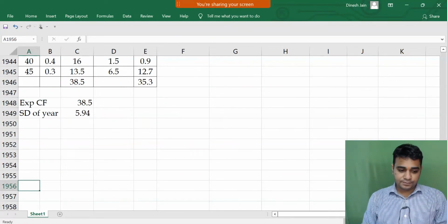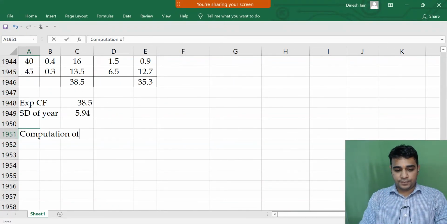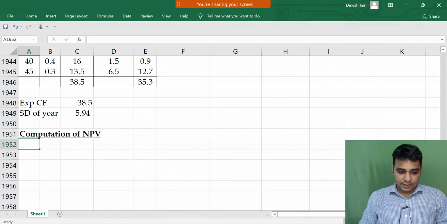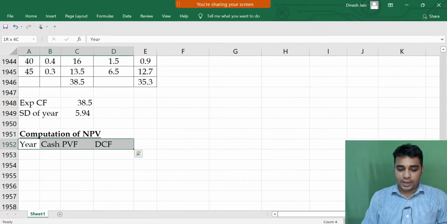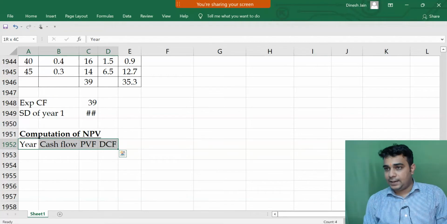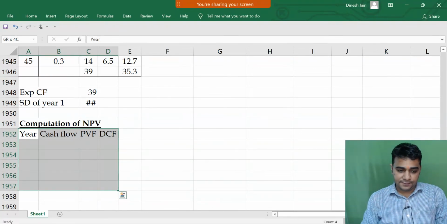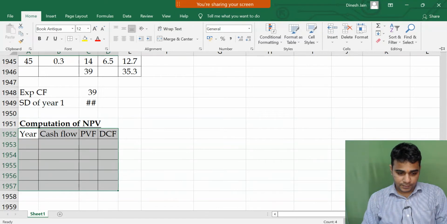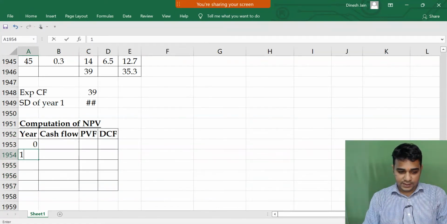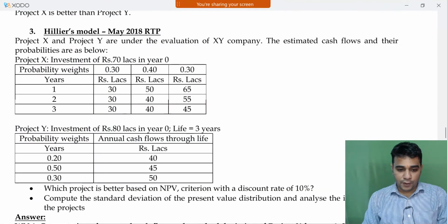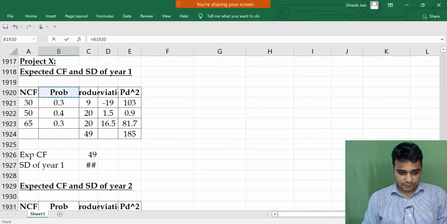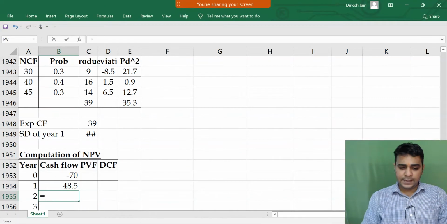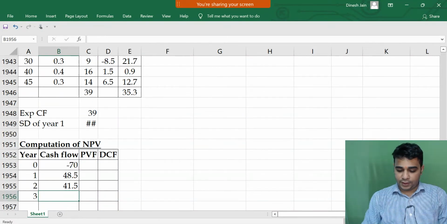Once we are done with this, computation of NPV: year, cash flow, PVF, DCF. This is the format you would have learnt as part of investment decision to calculate NPV. Year 0, the outflow of the project is 70 lakh. Year 1, we are earning 48.5. Year 2, we are earning 41.5. Year 3, we are earning 38.5.